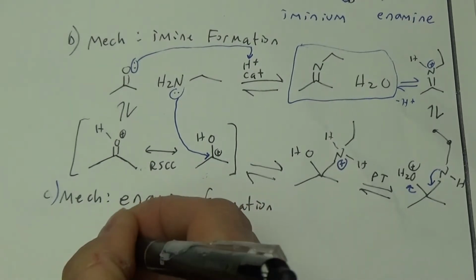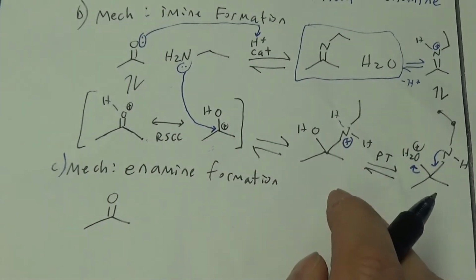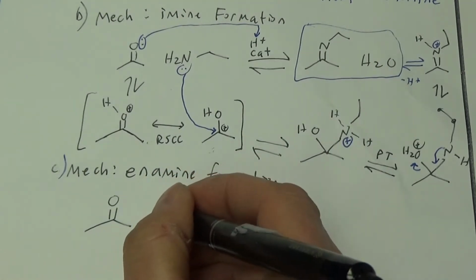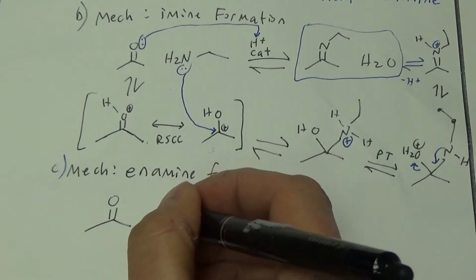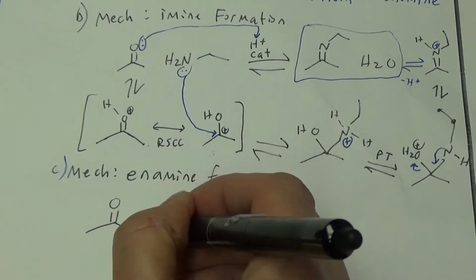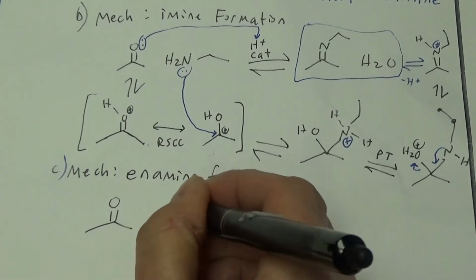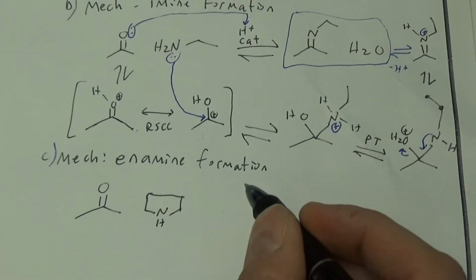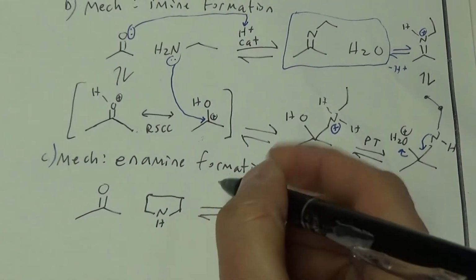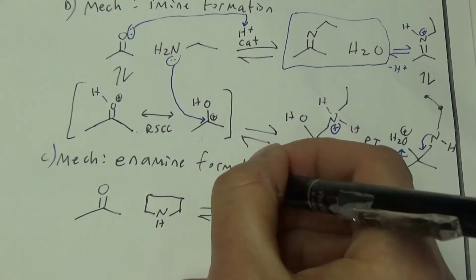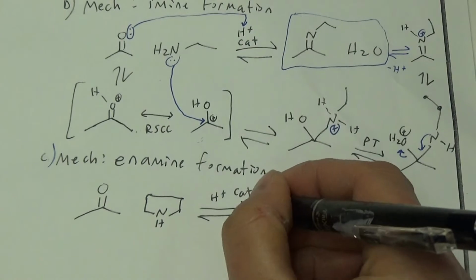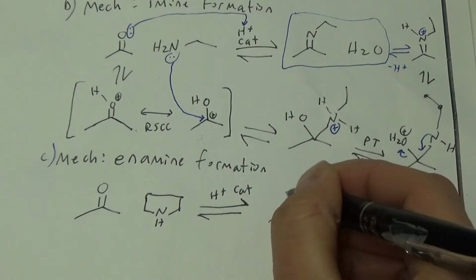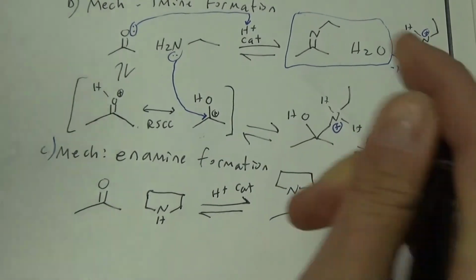Okay. Alrighty. Let's do, what should our secondary amine be? I'll make it a 5-member ring. Okay, that's a secondary amine because it's a nitrogen with 2 carbons on it. H plus cat. Alright. And then the final product is the secondary, sorry, the enamine, right? Enamine.